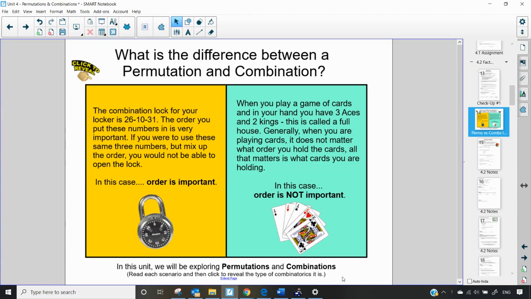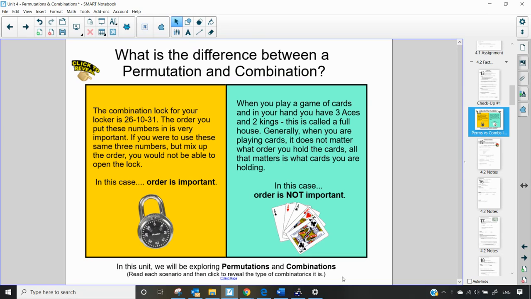All right, well, welcome back. We're going to be doing another lesson today on permutations and combinations. Today's topic is on 4.2, factorial notation and permutations. I've actually divided this lesson into two parts, part A and part B.